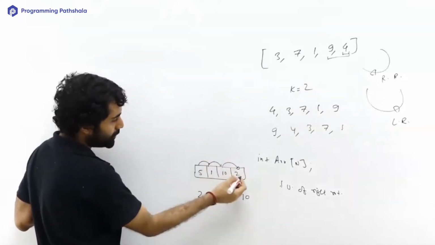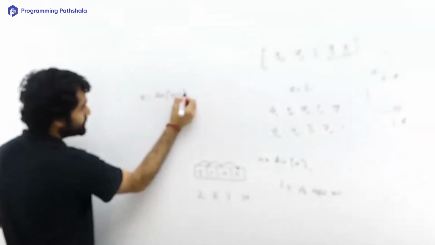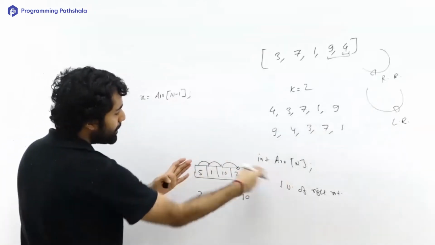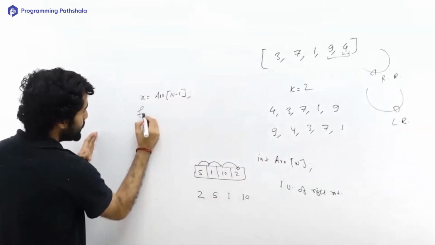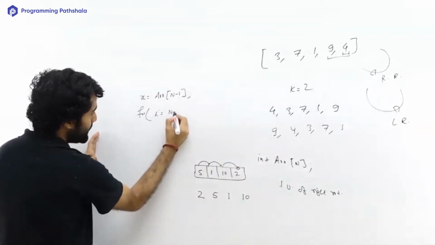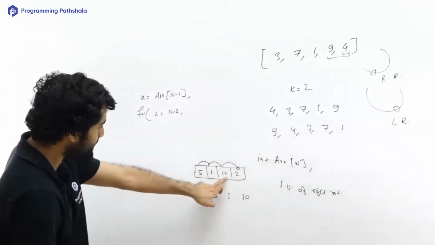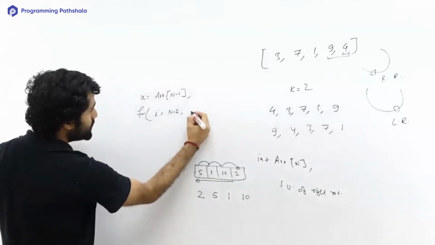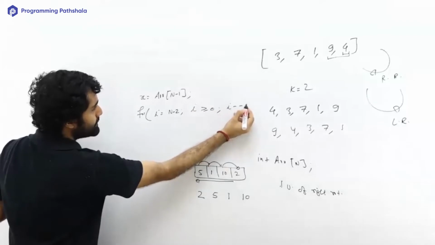So maybe what I can do is I can just store the last element in some variable. Last element is this. And then for all the elements before the last element, I can just push them towards 1 unit right. You can just write a simple for loop for it. So you can say for i equals n minus 2, so you can start pushing the elements in this direction from here to here. i equals n minus 2, and then i greater than or equal to 0, i minus minus.